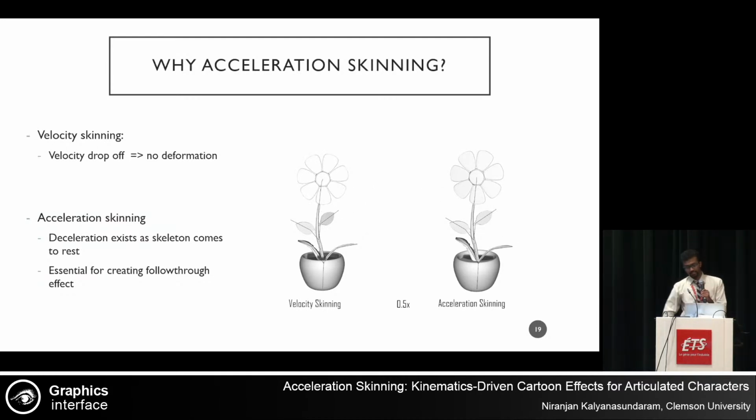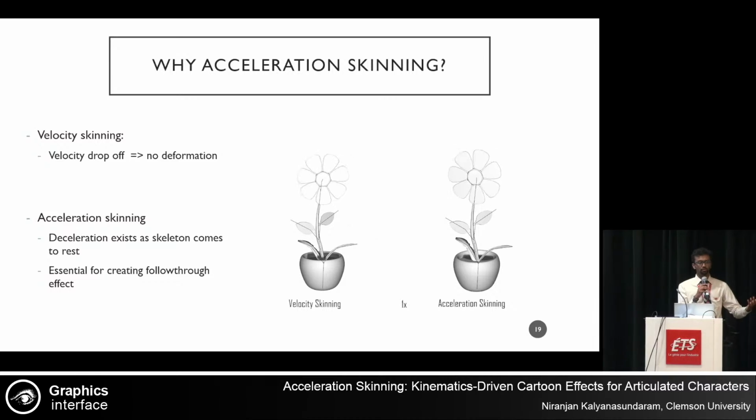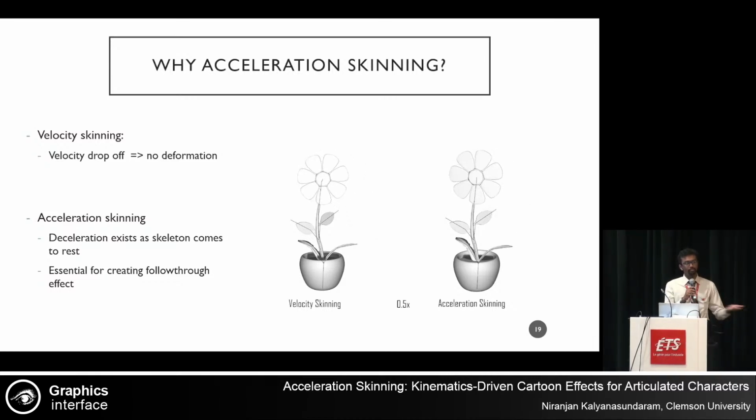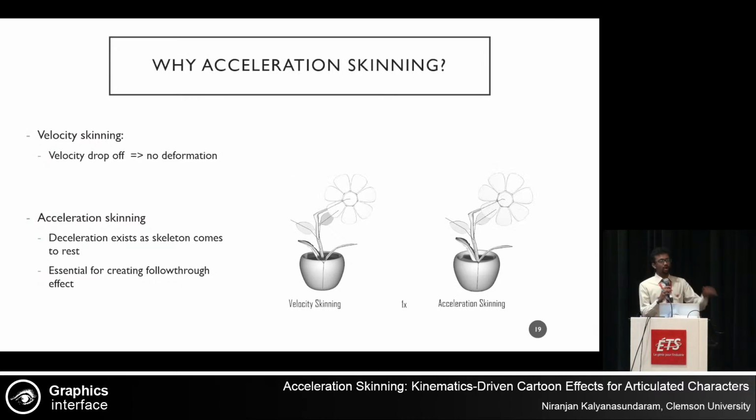So why do we need acceleration skinning? Velocity skinning was great, right? Well, the thing is, we're trying to model follow-through. By nature, velocity skinning, when you have a skeleton that is about to come to rest, the velocity is slowly dropping off to zero. And at this stage, you don't have any deformation because there is no longer a velocity. So your input parameter just boils down to zero. But with acceleration skinning, when you have a drop in velocity, you still have a deceleration value. So we can capitalize on this to keep deforming the mesh during this phase.